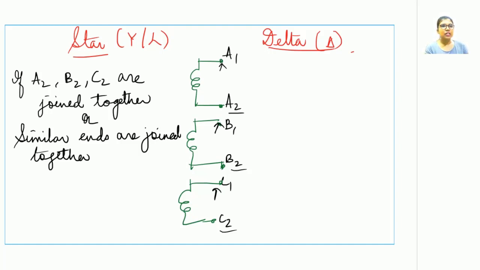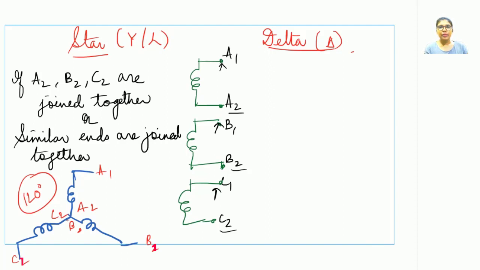Let us see how the star connection would look like. This is how a star connection would look like. You have to keep that 120 degrees in mind while connecting a star connection for a three-phase system. So you can see here, this is the first phase, 120 degrees apart is the second phase. Again minus 120 degrees apart, we have got the third phase.